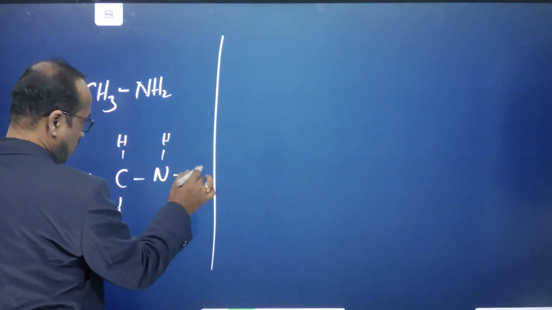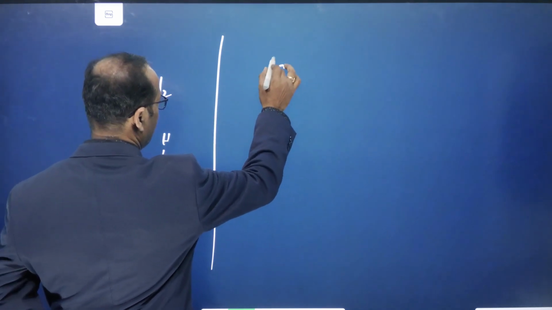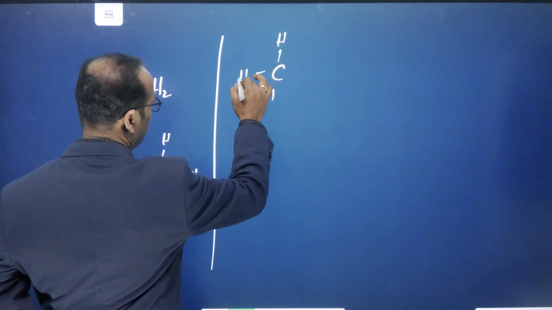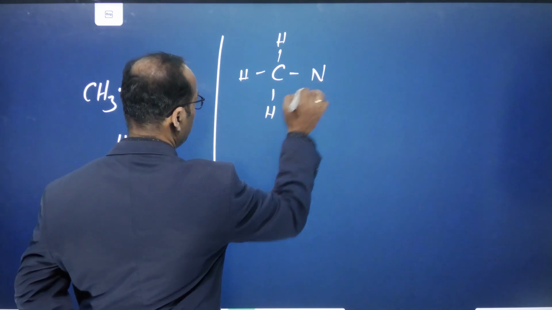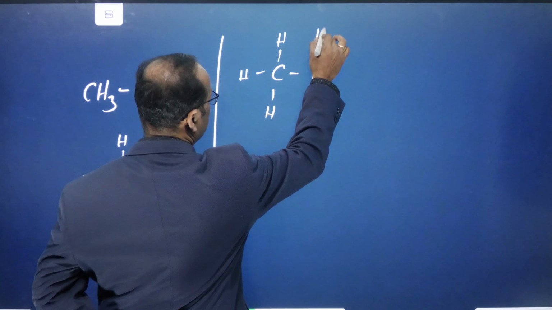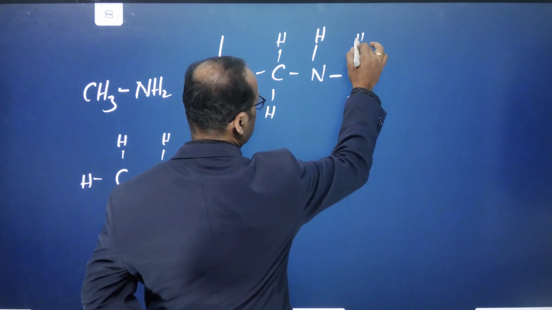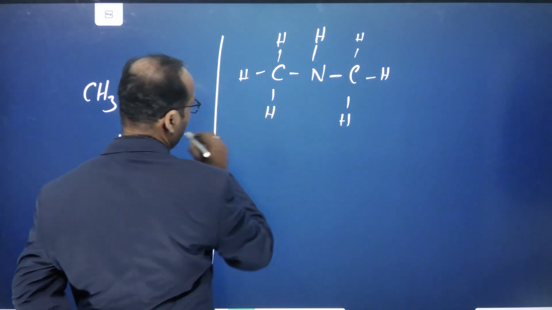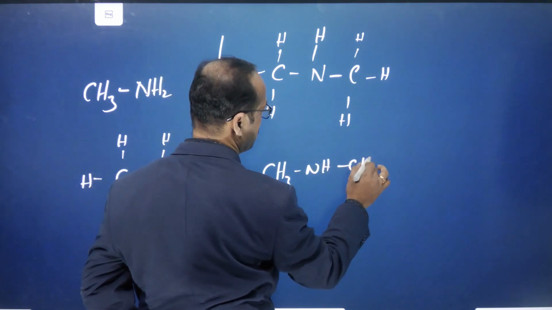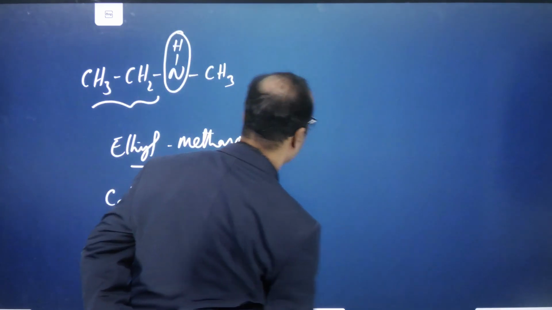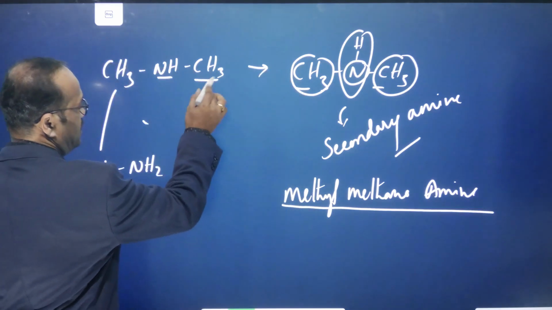But here one hydrogen is replaced by another carbon. Then what happens? The same structure, CH3, this is nitrogen. We put the same hydrogen like this, and in the place of the other hydrogen we add CH3. So this is called a secondary amine. In short, we can write CH3 NH CH3.